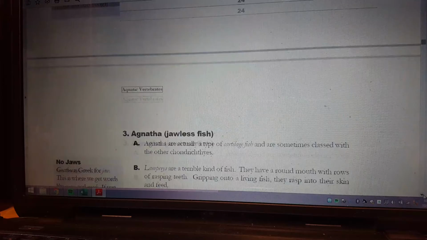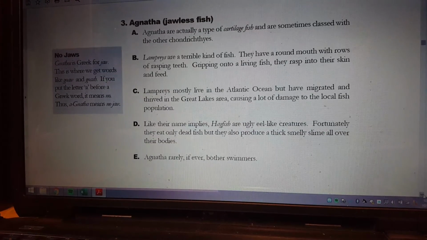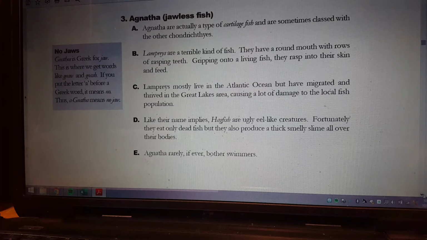Okay, moving on to page 25. Number 3, the agnatha, or the jawless fish. A. Agnatha are actually a type of cartilage fish and are sometimes classed with the other chondrichthyes. B. Lampreys are a terrible kind of fish. They have a round mouth with rows of rasping teeth. Gripping onto a living fish, they rasp into their skin and feed. C. Lampreys mostly live in the Atlantic Ocean, but have migrated and thrived in the Great Lakes area, causing a lot of damage to the local fish population.